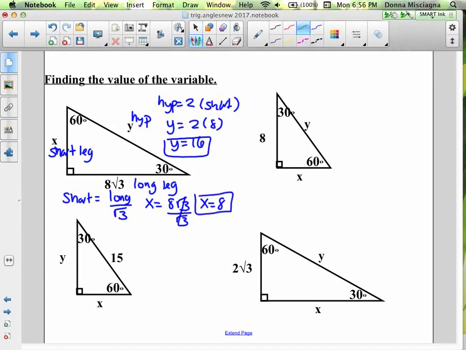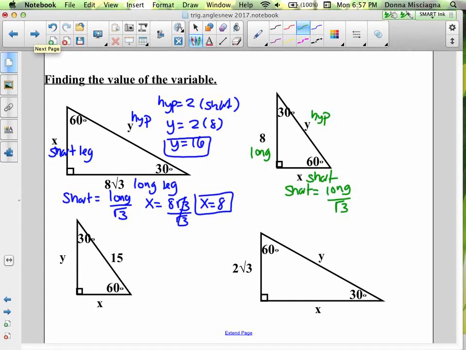Right? So we have, this is the short. This is long. This is opposite 60 and this is hypotenuse. All right, I'm going to find short first. So short equals long divided by the square root of 3. Or you can write times the square root of 3 over 3, because in this case it's going to work out that way.